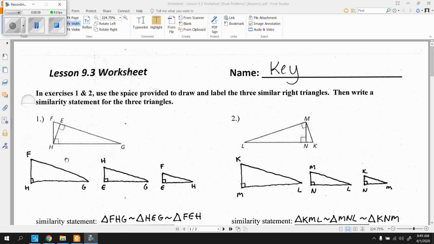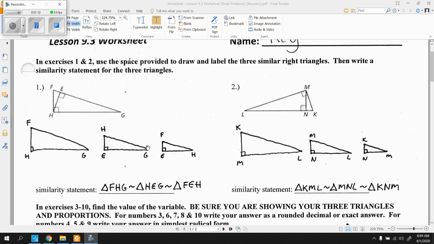And similarity is a concept we've used now for a couple different lessons. Basically, we can partner up corresponding sides to create proportions. So the first couple problems were just getting that practice of breaking the triangles apart and then writing a similarity statement. When I draw them, I always draw mine the same way. So this is what I was asking you to do: draw the three triangles. Be sure you're showing the three triangles for the other problems.